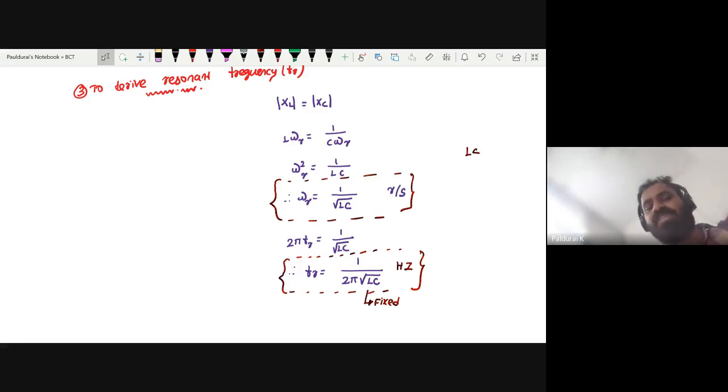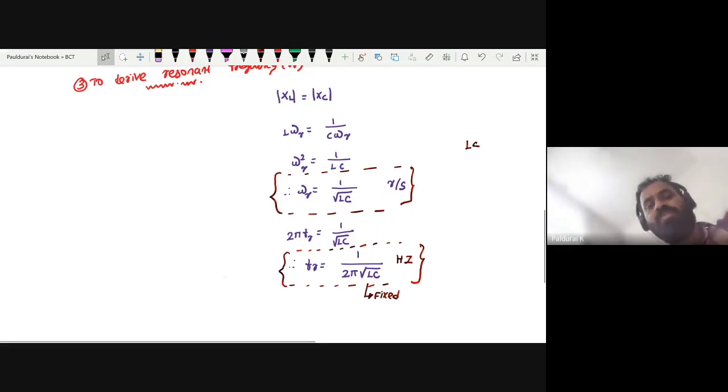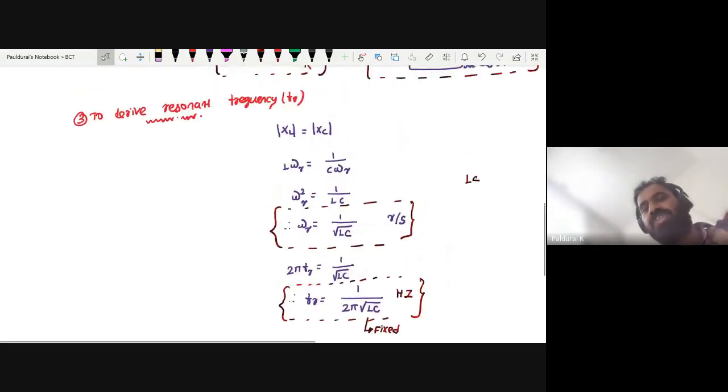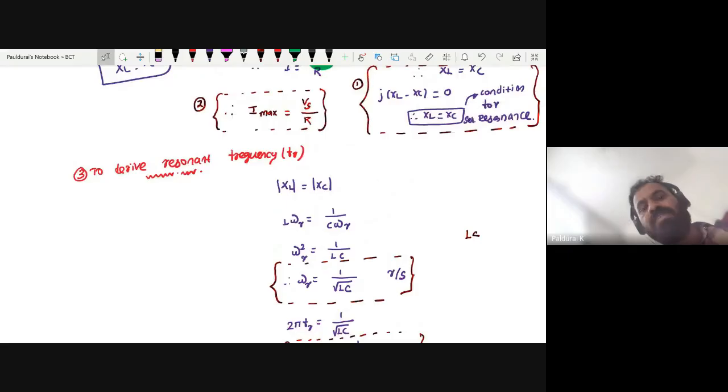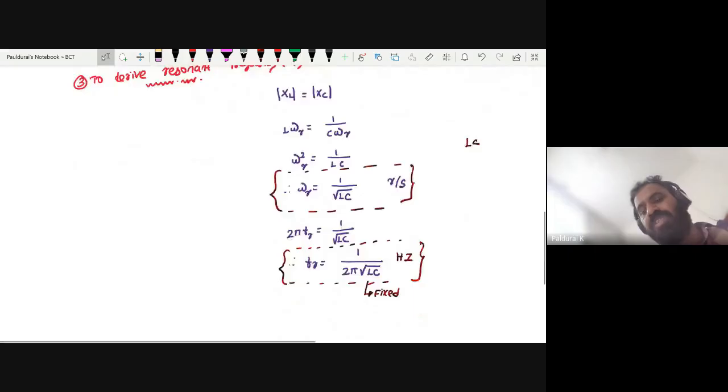This formula is very simple, that you know. You want to know both the formulas. In terms of radian per second, the formula is 1 divided by square root of LC. In terms of hertz, f equal to 1 divided by 2 pi square root of LC. So this is about the third formula. The first one is XL equal to XC. At resonance, the current is given by Vs by R, at resonant frequency f.